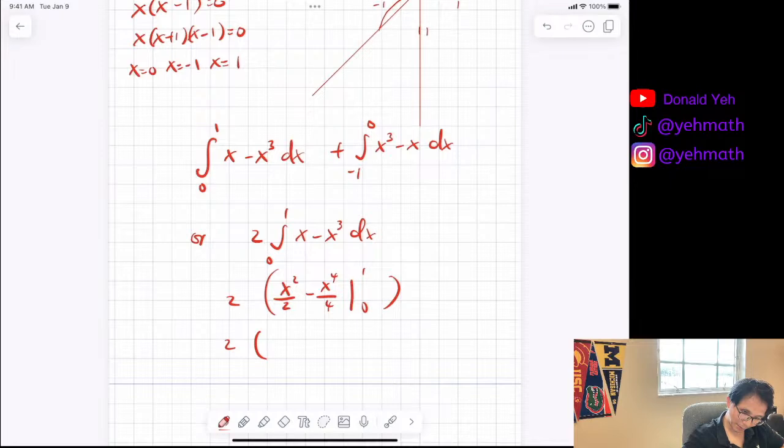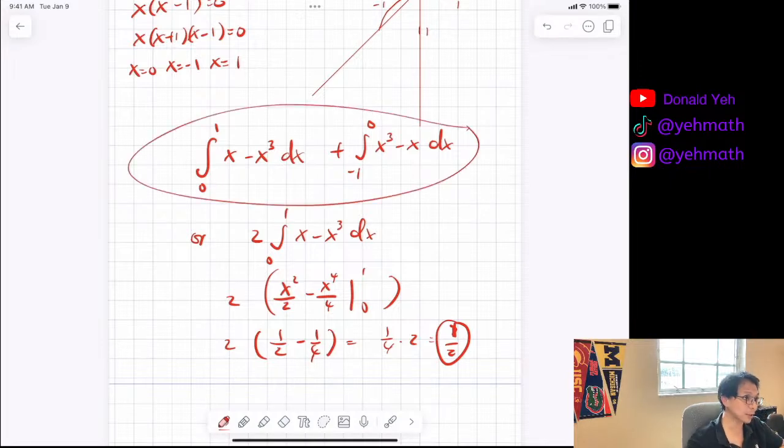So it'll be 2 times 1/2 minus 1/4 minus 0. So that's going to be 1/4 times 2. That's equal to 1/2. So there's two regions. Now, sometimes you do have to do this because they're not necessarily symmetrical. This case is symmetrical because the easiest case I can come up with is symmetrical, but there are other cases not symmetrical.